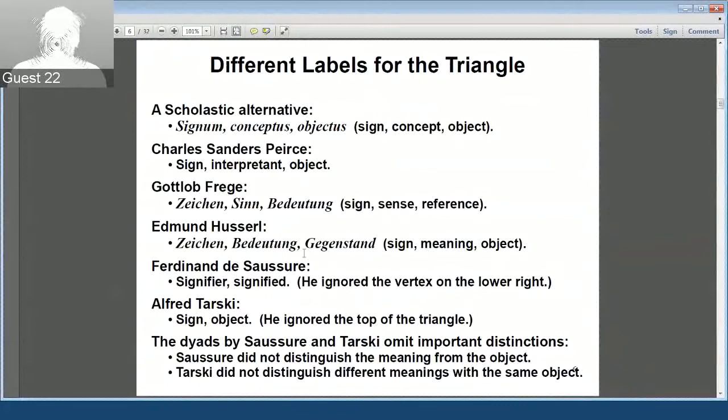The problem with Saussure and Tarski is that they only had dyadic relations. So Saussure emphasized the two-way relationship between the sign and what is signified, namely the concept or the interpretant. And Tarski emphasized the relation between the sign and the object. So Saussure and Tarski had only partial triangles. They only had one side, and they omitted the rest of the triangle. Now, if you really want to get an understanding of semiotics and its relationship to the world, you really need that complete triangle.